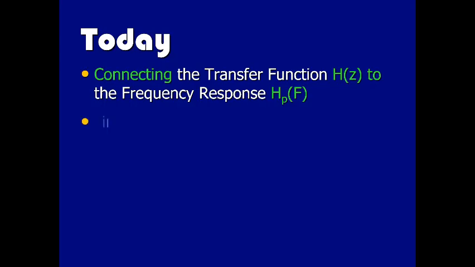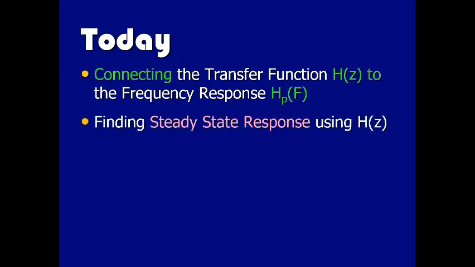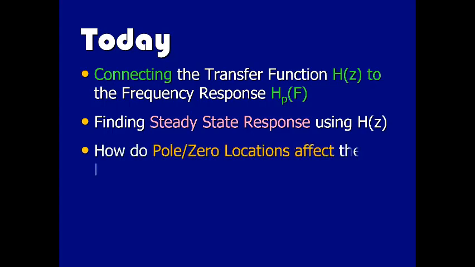when we're designing digital filters. So first, we want to connect up H(z), the transfer function, with the frequency response, H(f). Then we'll revisit finding steady state responses using the transfer function as opposed to the frequency response. And then make that connection between how pole and zero locations affect the frequency response, particularly the shape of the magnitude response, but then also the phase response of the system.